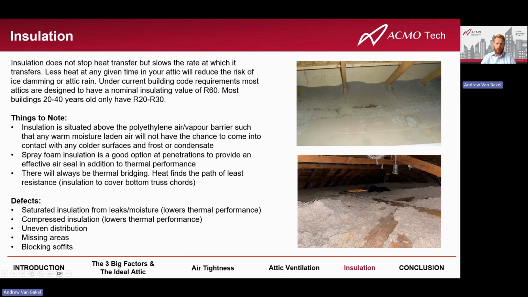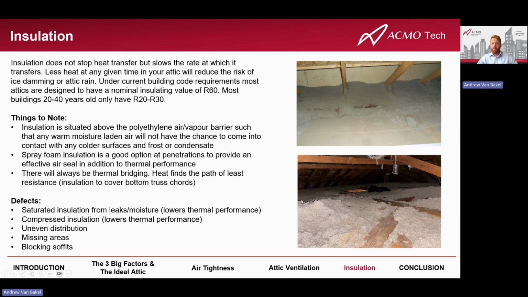Lastly is insulation. Insulation doesn't stop heat transfer. It just reduces the rate at which it transfers, right? So the more insulation you have, the less heat is going to be transferring into your attic, the rate. New residential buildings have an attic insulating value of R60. Older buildings, you'll find it can vary widely, but they're commonly around R20 to R30. So your new attics are probably looking at 18 inches of insulation. Older attics, sometimes they have 6 to 10 inches.